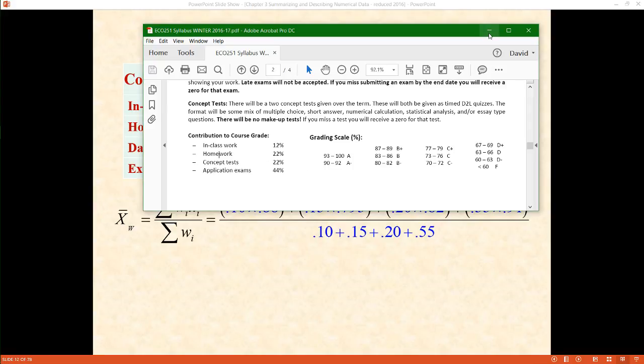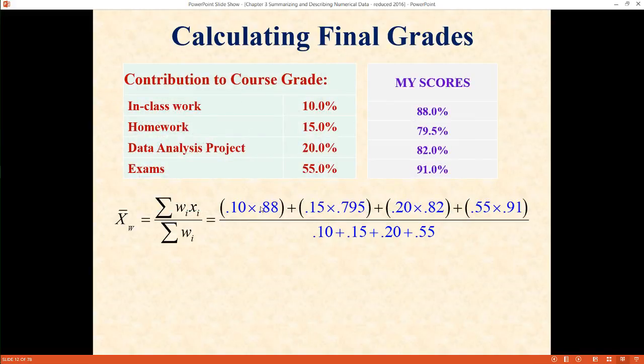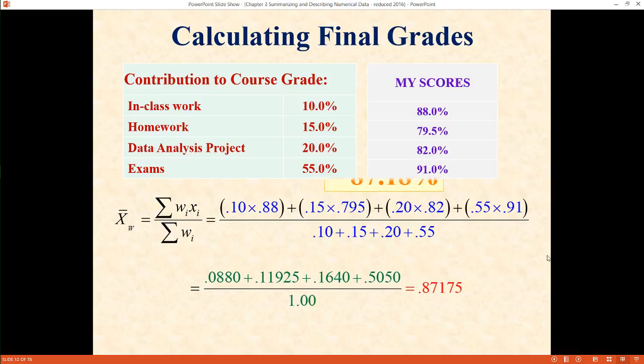So I'll be doing the same thing when I calculate your final grades, right? So grades times the weight, sum those up across all the grades, different types of grades, divide by the weights. I get a weighted average score of 87.18%. So it looks like a B+. I get a B+ in stats too.